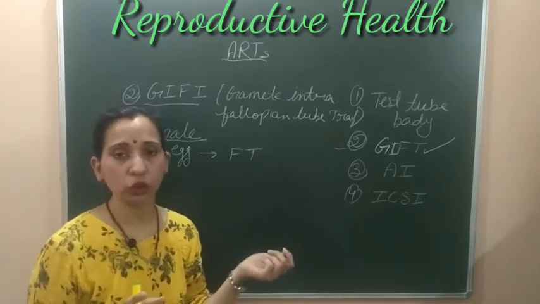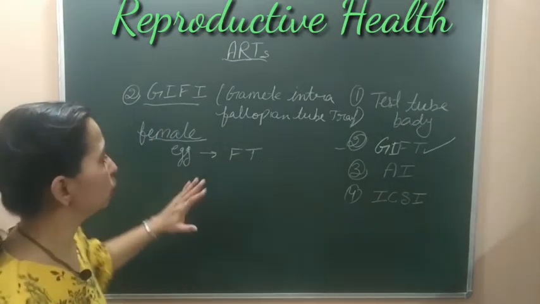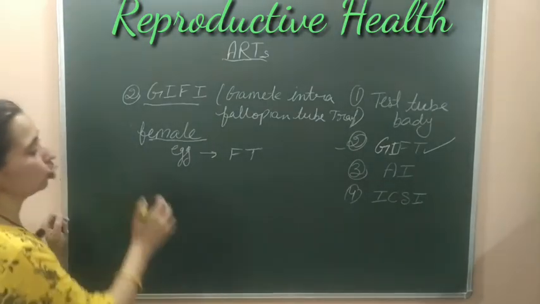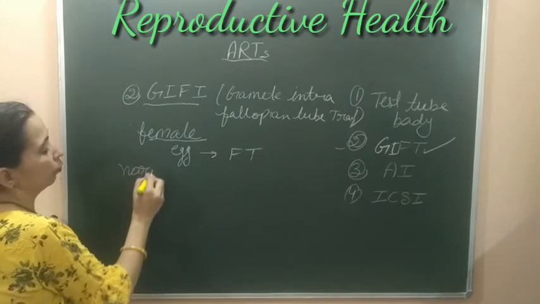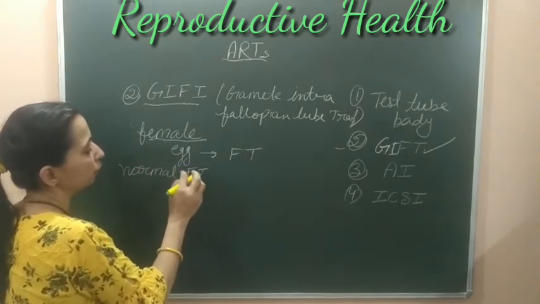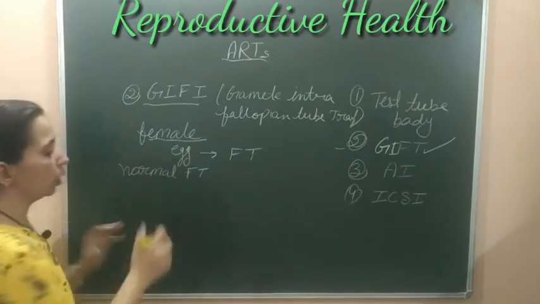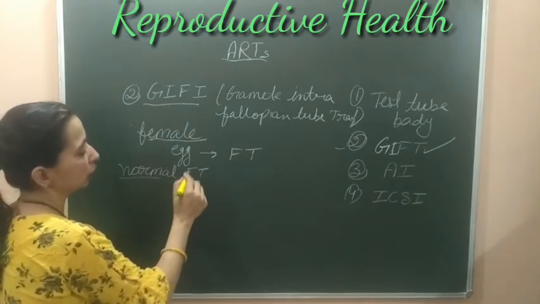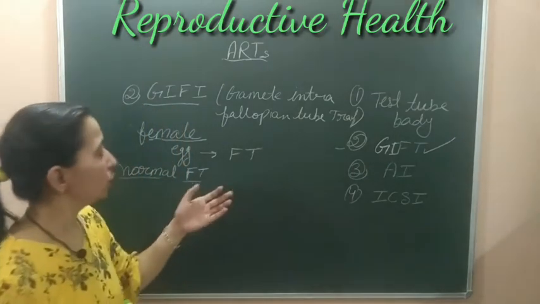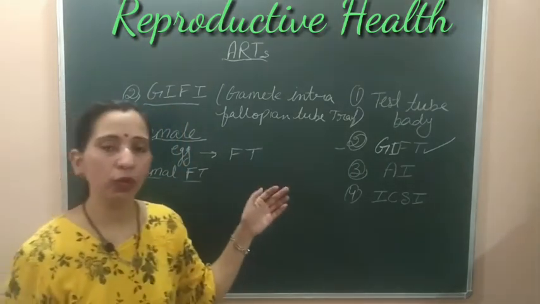But the important condition required for this transfer is that the female should have a normal fallopian tube. At least one normal fallopian tube should be present, so that the egg can be transferred into the fallopian tube.